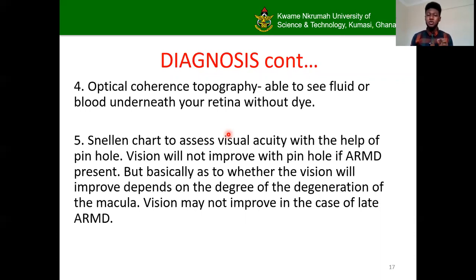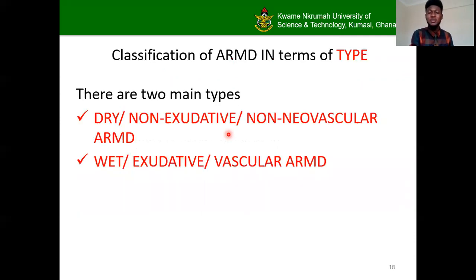Snellen charts also help in diagnosis. Here, visual acuity is tested with the help of a pinhole. Vision will not improve with pinhole if AMD is present, but whether vision will improve depends on the degree of degeneration of the macula. Vision may not improve in the case of late AMD.